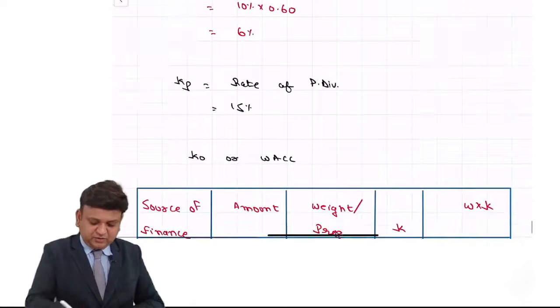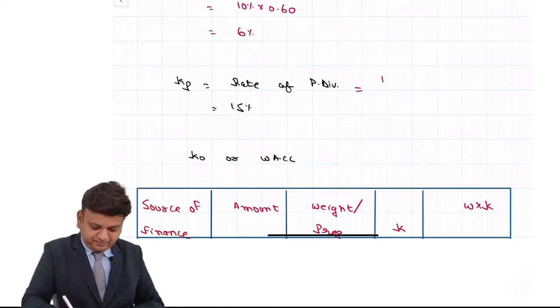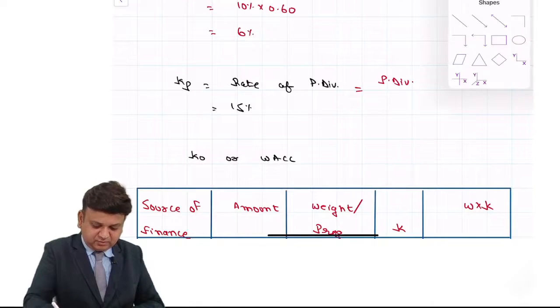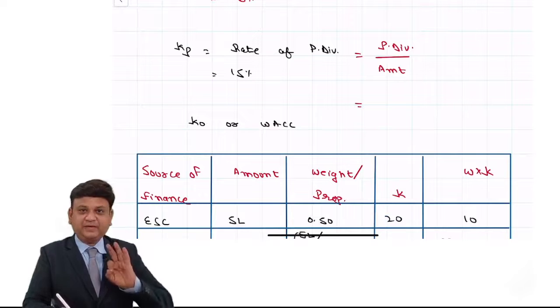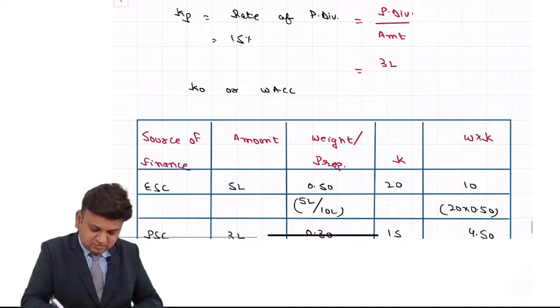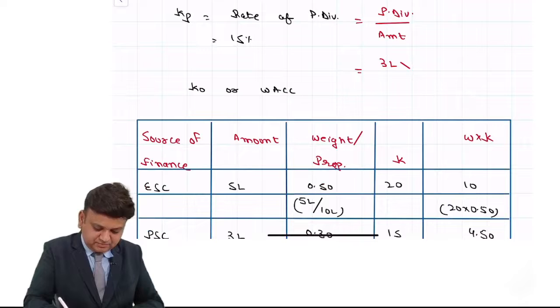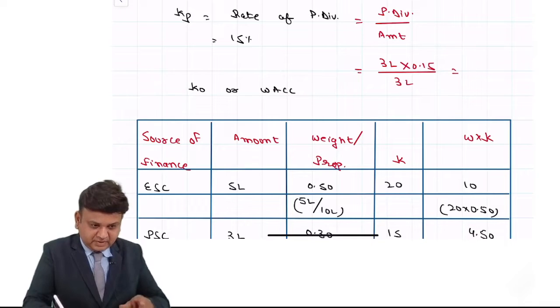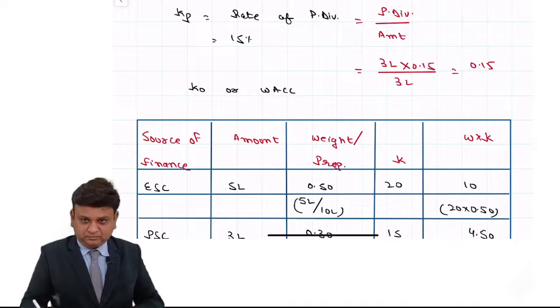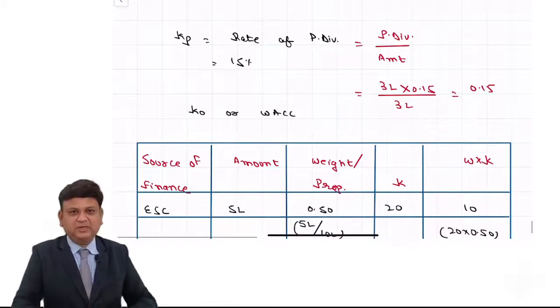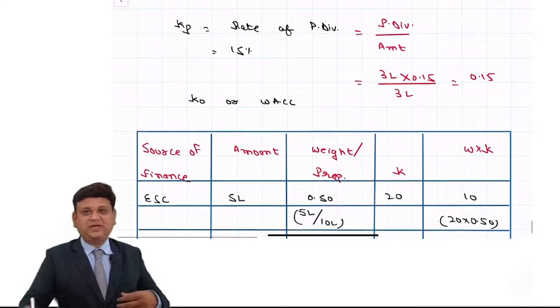Kp can be calculated, if we want to find it in detail, as preference dividend divided by amount. That is the way we can calculate it. Amount of the preference share capital is 3 lakhs into 15%, divided by 3 lakhs. That is 0.15. So the answer is 15%. This is the way we can prepare the working note for Kp.